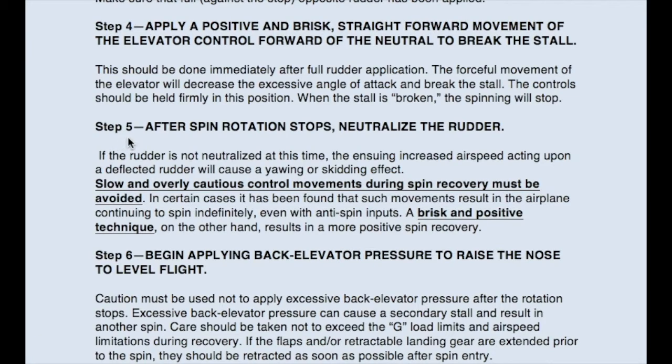Step 5. Now this step has been added. After the spin rotation stops, neutralize the rudder. Now spin instructors tell me that this one is long overdue. Step 6, begin applying back elevator pressure to raise the nose to level flight. And you have to be cautious here because you can pull the airplane into a secondary stall.